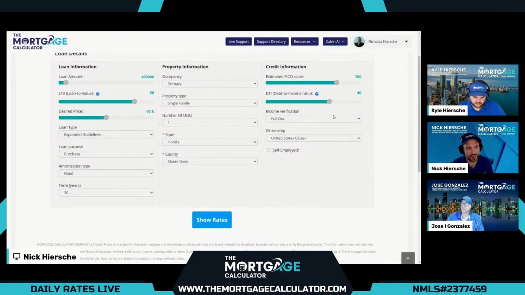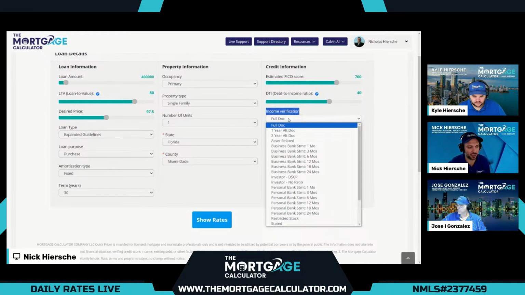So everything will stay the same, except we'll choose expanded guidelines, and that pops a new option up here for income where we can change our income type. So full doc is what we use for conventional and FHA. That means 2 years of tax returns. So if our customer doesn't qualify with 2 years of tax returns, we'll need to use an alternative here.